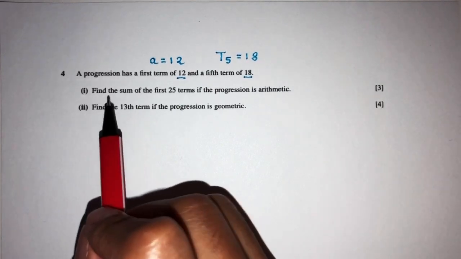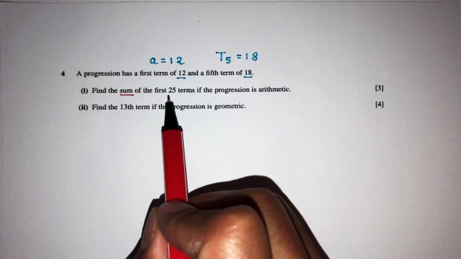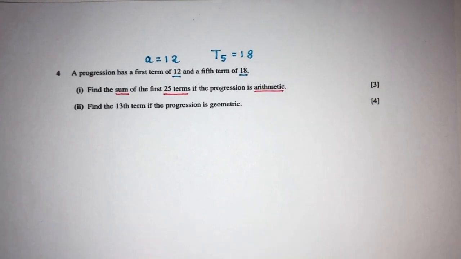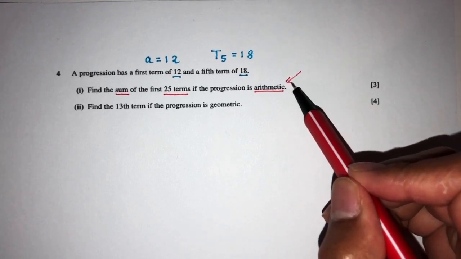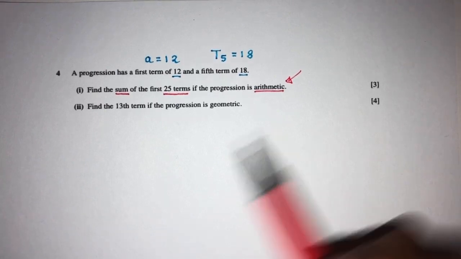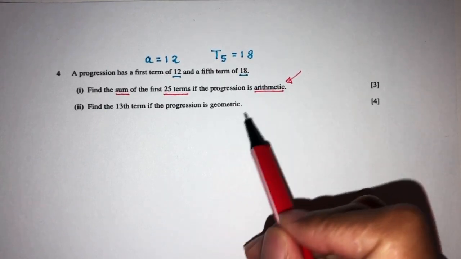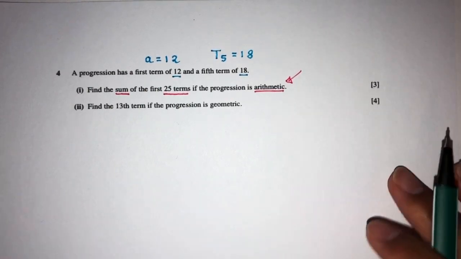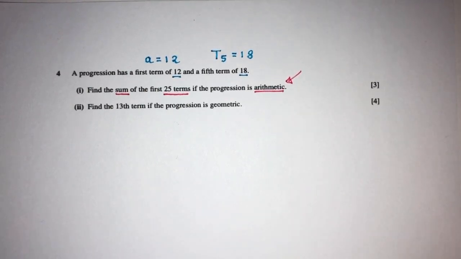Now part 1, we have to find the sum of the first 25 terms if the progression is arithmetic. This is a very good thing because we already know what type of progression it is. In A-level, and I think in O-level too, we only have two types of progression you have to learn: one is arithmetic and one is geometric. Once you know which type of progression this is, you can always proceed by first writing down the relevant formulas. These are given to you on your list. You don't need to memorize those, which is a good thing.